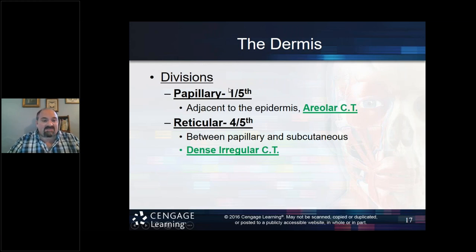So here we have again papillary and reticular. I don't know why that slide was wrong. But here you see it's right as far as the papillary layer. This is where the dermal papillae are present. Areolar connective tissue. The reticular layer is dense irregular connective tissue, okay?